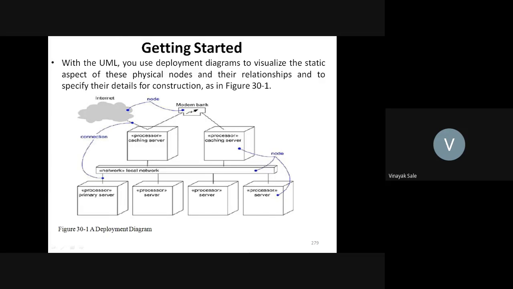So this is an example of a deployment diagram. With UML, you use a deployment diagram to visualize the static aspect of these physical nodes and their relationships and to specify the detailed construction. See the figure of the deployment diagram carefully.